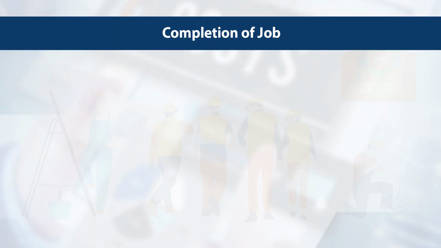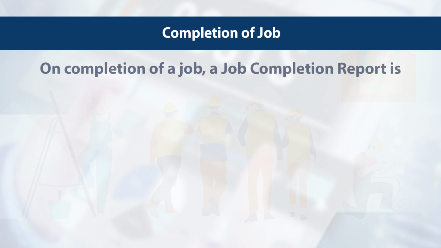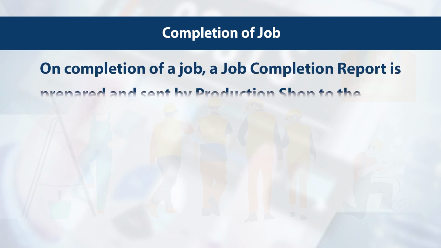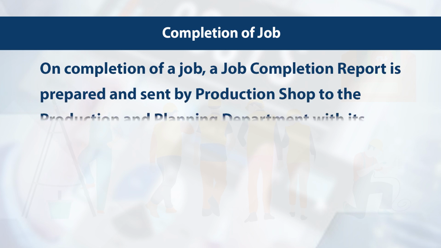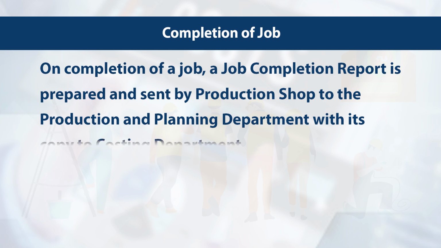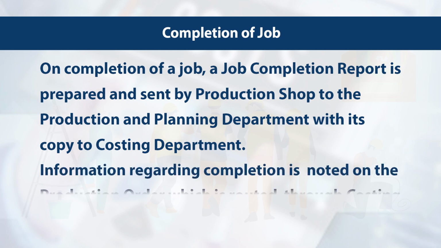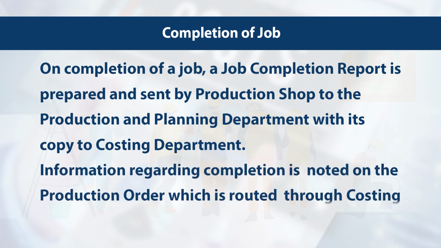Let's understand accounting for completion of job. On completion of a job, a completion report is prepared and sent by the production shop to the production and planning department, with its copy to the costing department. Sometimes information regarding the completion is noted on the production order, which is routed through the costing department.